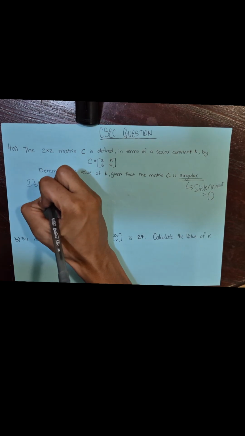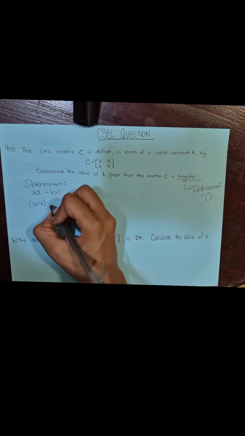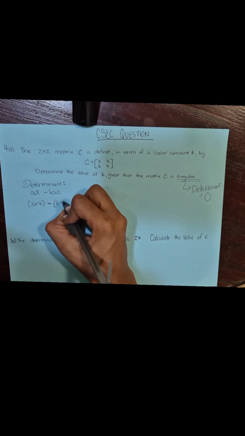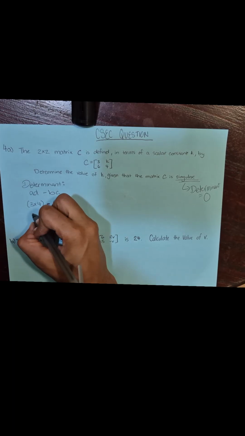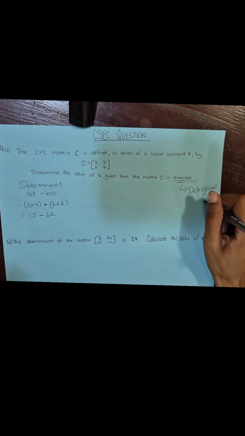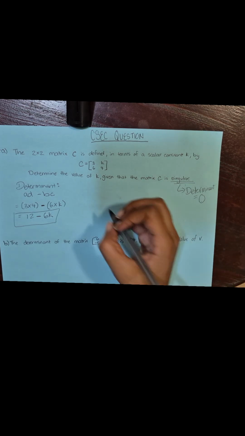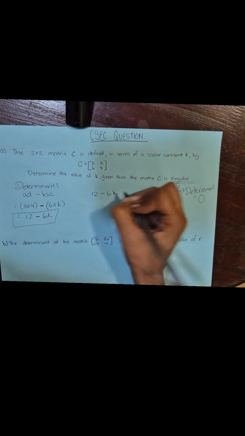So let's find the determinant of C. Determinant is AD minus BC. So leading diagonal, that's 3 and 4. Take away other diagonal, which is 6 and K. 3 times 4 is 12 minus 6K. And they told us it's singular, so we know that the determinant is equal to 0. So we can now set this up to where we got, since there's a letter in there, equal to 0. So if 12 minus 6K, the determinant, is equal to 0, how can we solve now for K?